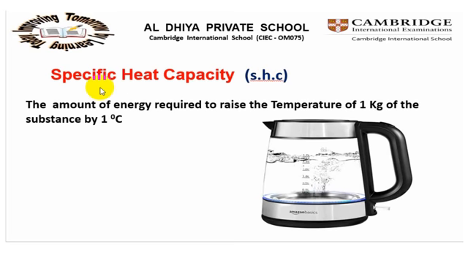Specific heat capacity: S, specific, H, heat, C, capacity, s.h.c. What is the meaning of specific heat capacity? It is the amount of energy required to raise the temperature of 1 kilogram of the substance by 1 degree Celsius. So in order to calculate how much energy we need to boil this water, we need to know two facts. The first one, the mass of the water, and the second fact, the increase in the temperature.